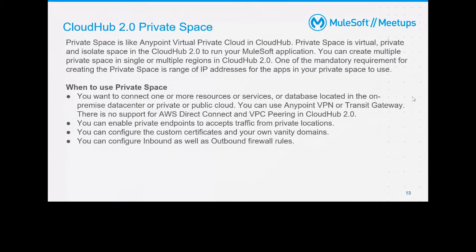So when to use the private space? Whenever there is a need for a custom domain, a custom certificate, a private endpoint, or whenever you want to configure inbound as well as outbound firewall rules, you can go with the private space. Another important case is when you want to connect resources, services, or databases located on your on-premise server, private cloud, or corporate data center. You can use the private space, because it provides Anypoint virtual private network or transit gateway. It doesn't support VPC peering, and it doesn't support AWS Direct Connect, as in CloudHub 1.0.